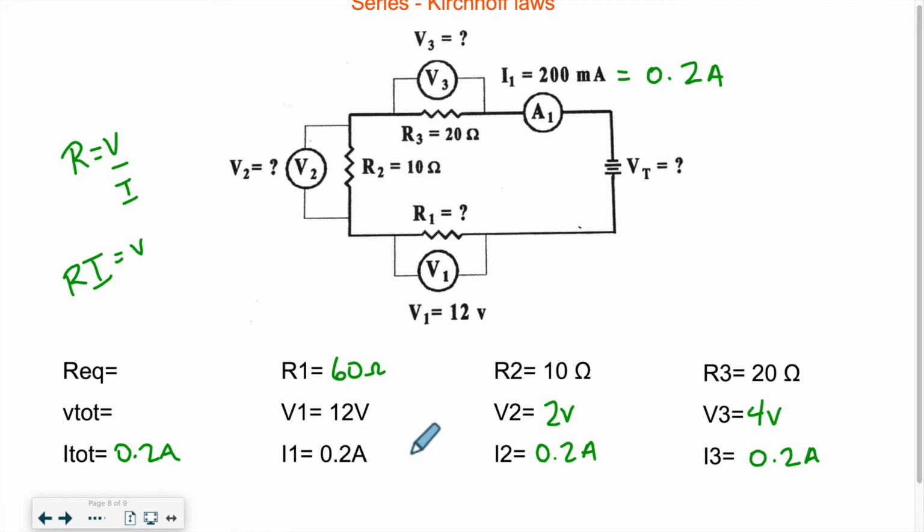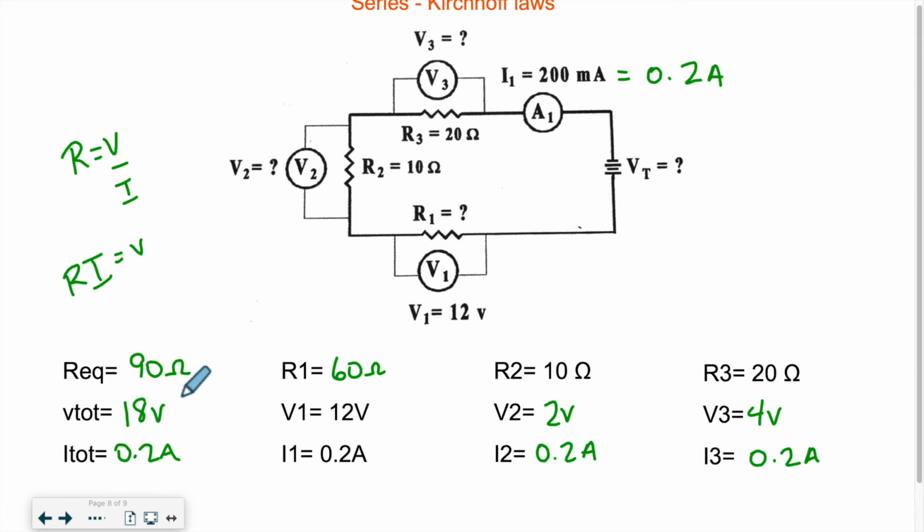What am I missing now? I'm missing R equivalent and I'm missing V total. I know that in series, my potential differences should add up. So 4 plus 2 plus 12 will give me 18 volts. And I know that in series, my resistors should add up to give me R equivalent. So 20 plus 10 plus 60 will give me 90 ohms. Now I could verify, I could prove that my numbers are correct. How would I do that?